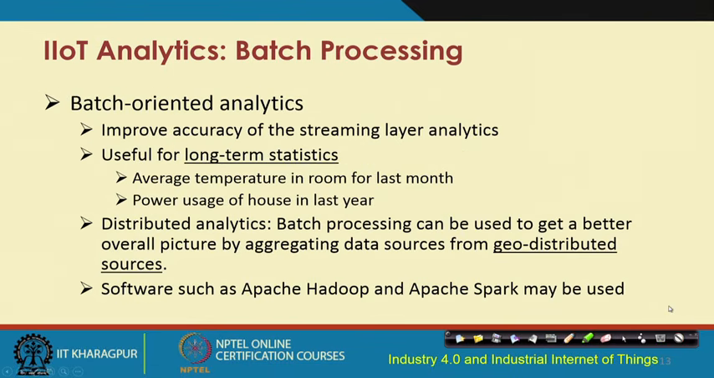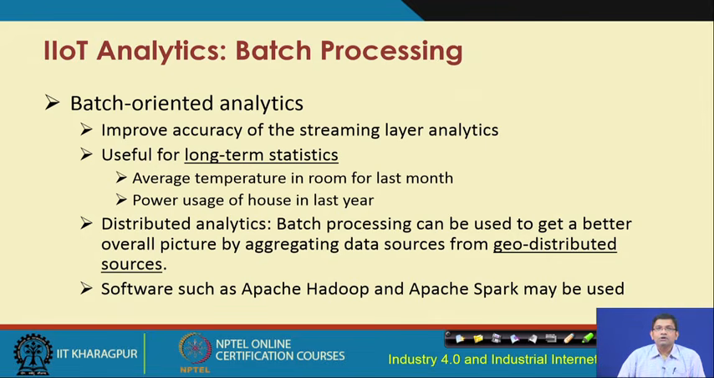Batch processing might also be a requirement. Batch processing basically talks about getting a lot of data, executing and analyzing that data for long term statistics in batches, right. For example, the average temperature of a room for the last 1 month. That is some kind of batch processing which will give you long term statistics, or the power usage of a house in the last year.